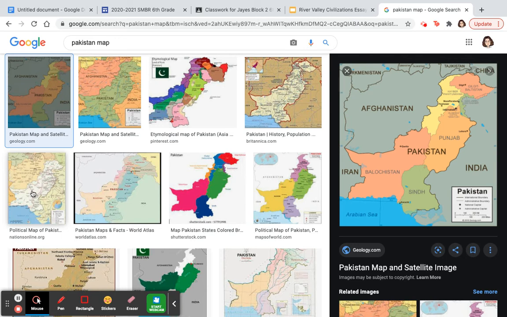If you are Indus River Valley, next to Pakistan, you could put Iran, Afghanistan, China, and India. Pick 3 of the countries touching Pakistan if you are Indus River Valley, where it says relative location. Go ahead and pause the video now.